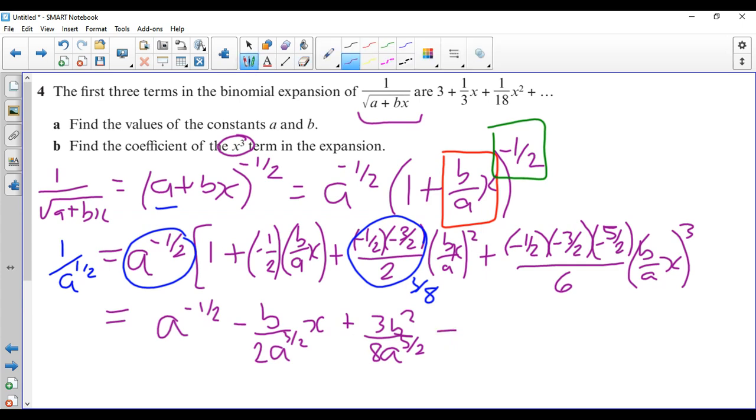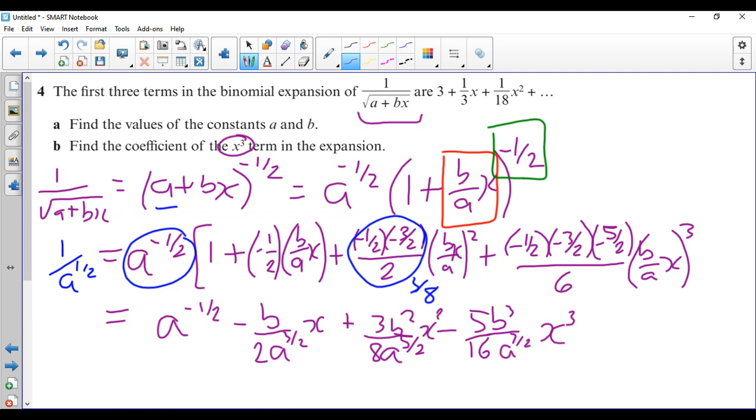That whole lot of brackets is 5 over 16. Make life a bit more fun. I've then got a b cubed on the top, and on the bottom I've got an a cubed, but I need to add another half to that, 3. So that's 3.5, which is 7 over 2 x cubed. I do seem to have lost an x squared in there.